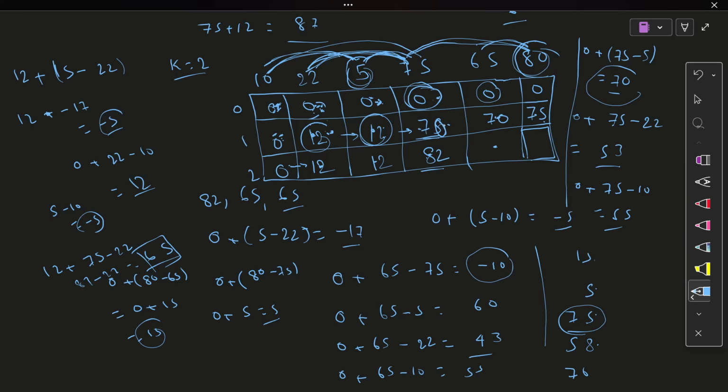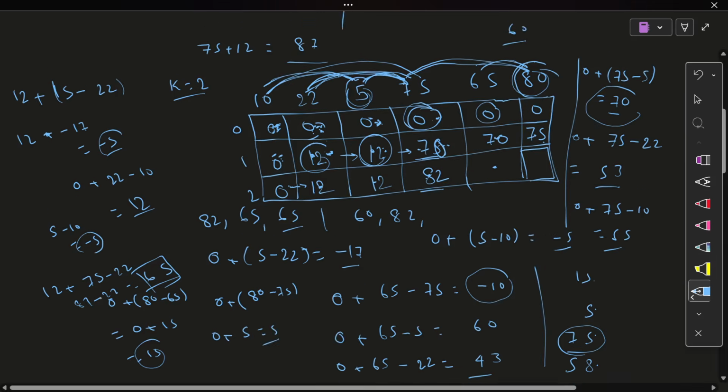70 is the maximum for the first transaction, and for the second transaction 65 minus 75 means negative. 65 minus 75 means minus 10, plus 70, 60. 60 will come. Then for here 12 plus 65 minus 5, 60. 60 plus 12, 82. Then for here, 65 minus 22 plus this one, then 65.